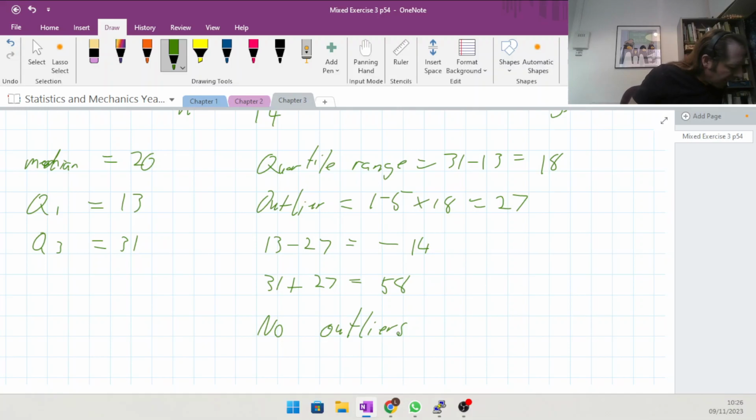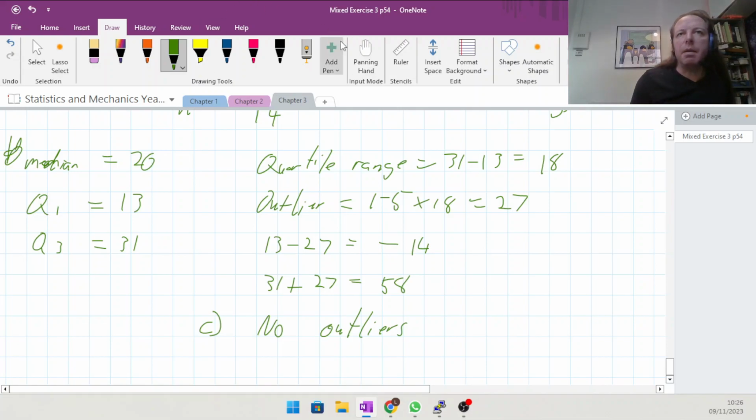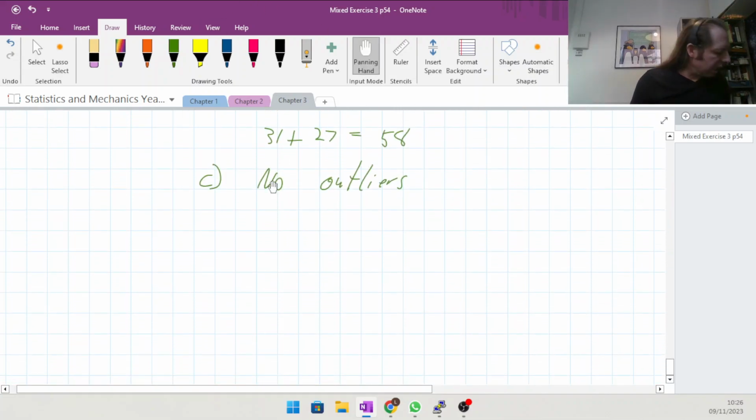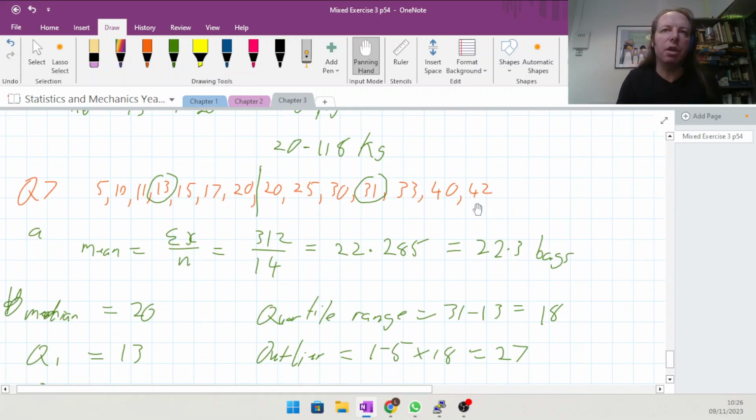Determine whether or not any items of data are outliers: no, so that was part C. Brilliant. That's part B done. And now part D is draw the box plot showing clearly your scale. Okay, so let's have a look. We need to go up to 42.